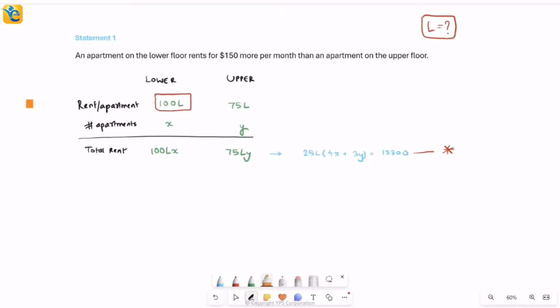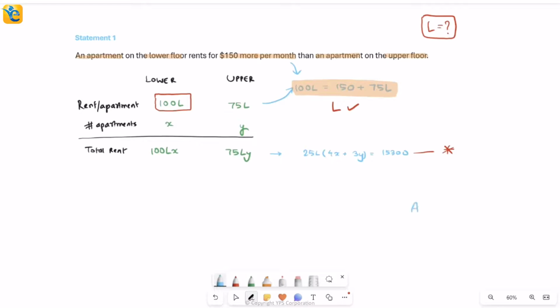Now, let's get back to the question at hand. And here we are. Statement 1 tells you that an apartment on the lower floor rents for $150 more per month than an apartment on the upper floor. So it is still talking about the per apartment thing, and this has given you a relationship between these two things. Essentially, if I put this in equation form, then it says lower floor 100L is 150 more than upper floor, 75L. Okay, I have a single equation in a single unknown, and I'm sure this is going to give me L. I didn't even have to think about anything further. It directly gave me the information I wanted.